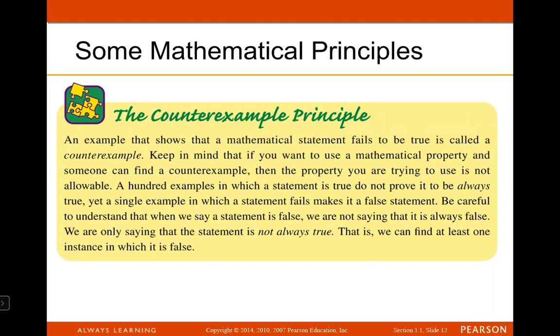Let me reread that. 100 examples in which the statement is true do not prove it to be always true. Yet a single example in which a statement fails makes it a false statement. Be careful to understand that when we say a statement is false, we are not saying that it is always false. We are only saying that the statement is not always true. So false means it's not always true. That is, we can find at least one instance in which it is false.